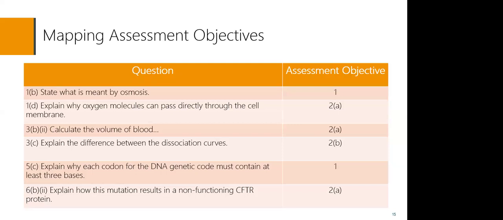Explain the difference between the dissociation curves, and these are dissociation curves that are given on the question paper. Candidates are being asked to explain them. This is considered analysis and evaluation of scientific information, so it is AO2B.